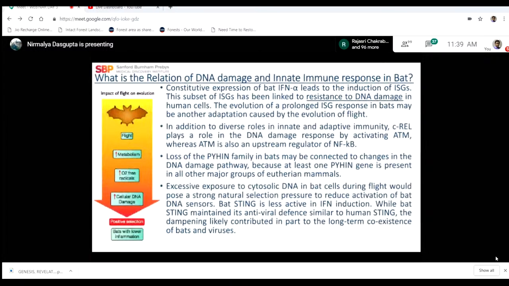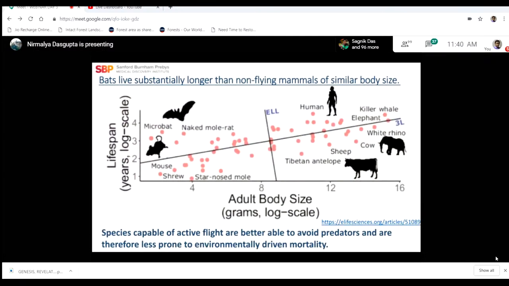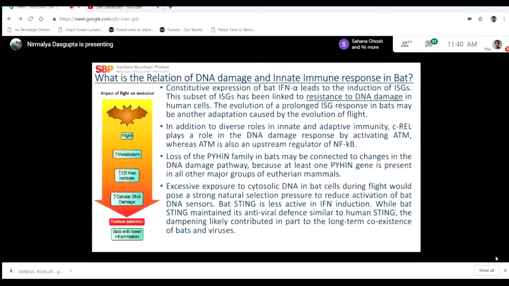But you can ask then why bats always constitutively express IFN alpha even without infection. That is also somehow linked to DNA damage, because a subset of the interferon-stimulated genes has been linked to resistance to DNA damage in human cells. So it is thought the evolution of a prolonged interferon-stimulated gene response in bats may be another adaptation caused by the evolution of flight. So bat flight increased metabolism, more oxygen consumption, more free radicals, more cellular DNA damage. So it is positively selected in the ancestor, and this causes bats to have lower inflammation. So this is the relation between the DNA damage response and innate immune response in bats.